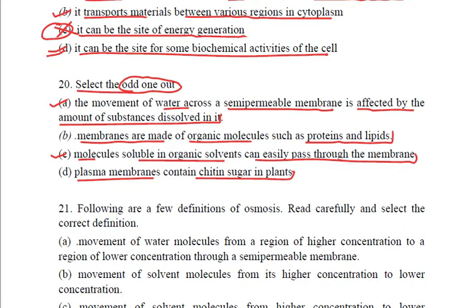If we try to relate B and D, they are actually directly not related, and out of these given four options, my choice will be B, because the membranes are made up of organic molecules such as proteins and lipids. The cell wall is not made up of proteins and lipids, it is made up of cellulose. So out of the given options, we can just make out this B to be an odd one. Fine.